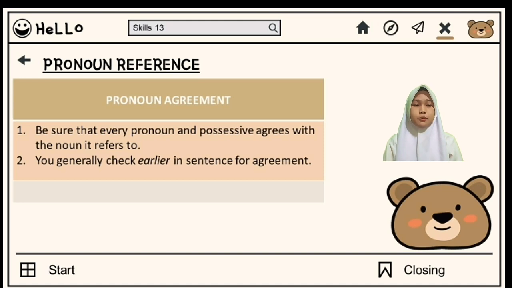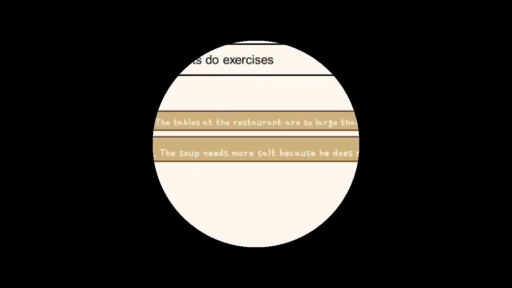After we discuss subject and object pronouns and then possessives, for now I will explain about pronoun reference. In the pronoun reference, we have pronoun agreement. In the pronoun agreement, there are several things that must be considered. Number 1, be sure that every pronoun and possessive agrees with the noun it refers to. Number 2, we generally check earlier in the sentence for agreement.